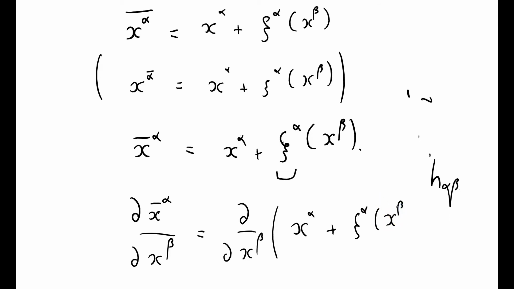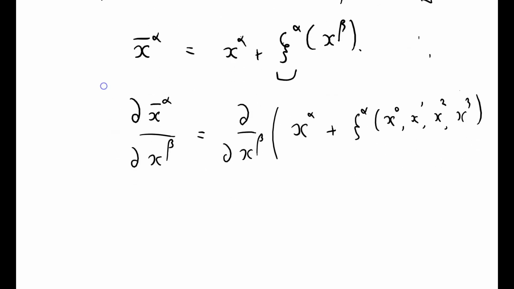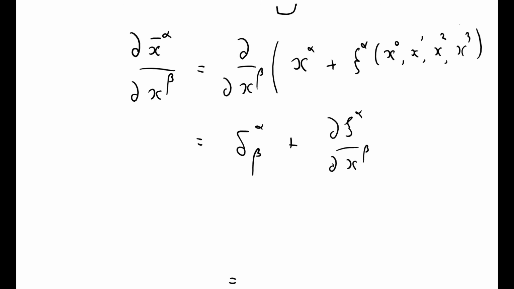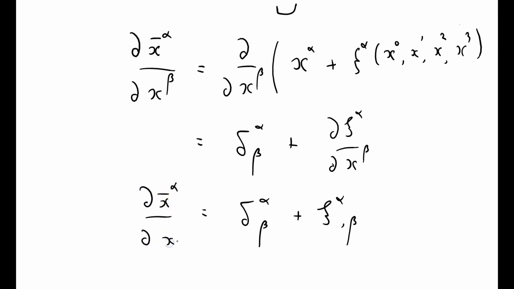I may as well put the, do I want to put the beta in? No, I'll just leave it as a sort of free x. Actually, no, I'll write it out: x0, x1, x2 and x3. Well, that's just equal to the Kronecker delta alpha beta plus di psi alpha by di x beta, and you may as well write that using common notation as delta alpha beta plus psi alpha comma beta, and that is di x bar alpha by di x beta.